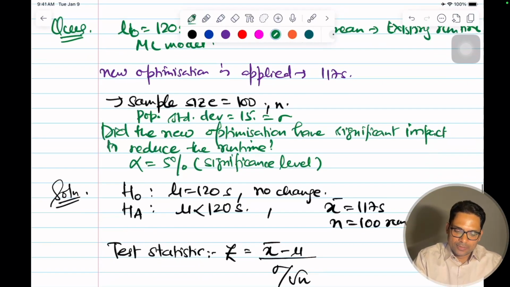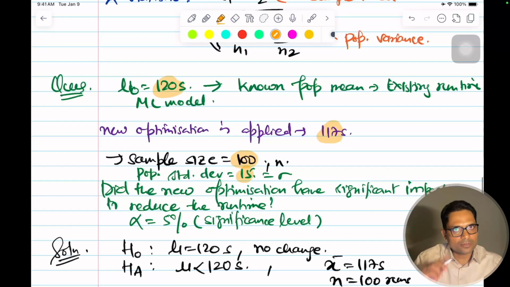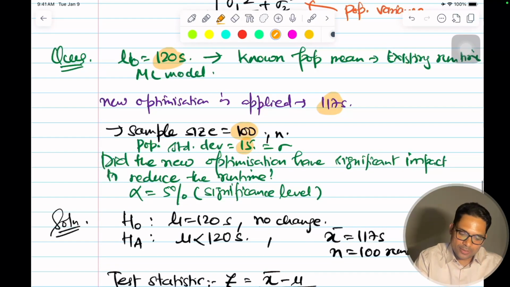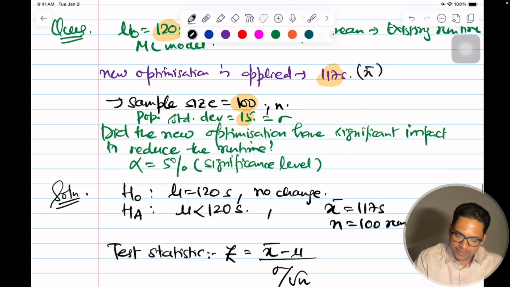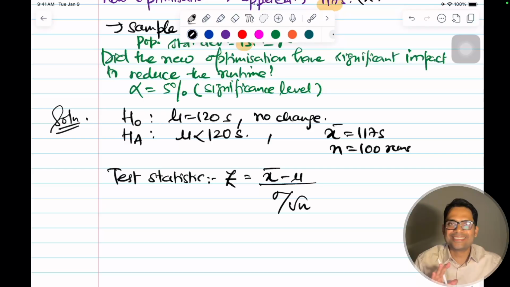Okay, so this is your standard deviation. The sample mean is 117 seconds, and 120 seconds was the population mean. This is your x bar, this is your sigma, this is your n. All the parameters are here now. Now let's just put it in and check with the z-score.